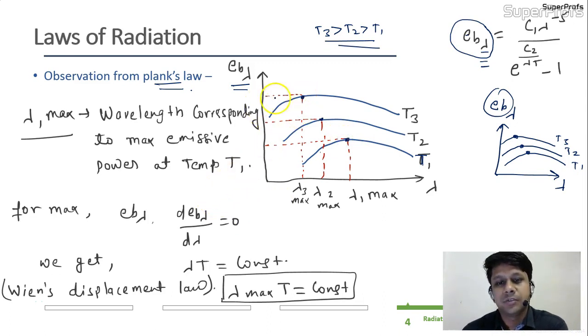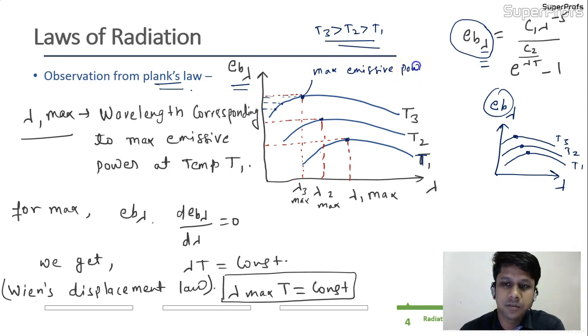What this peak is showing on the y-axis is the maximum emissive power. At this point this is the emissive power, and at this point this is the emissive power at temperature T3. So at this point the emissive power is maximum at temperature T3. So this point is showing maximum emissive power at temperature T3.